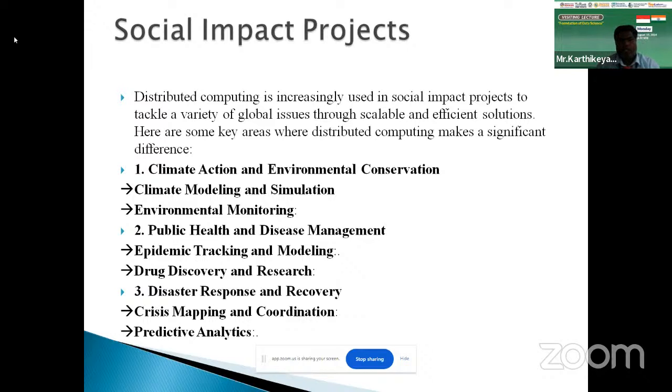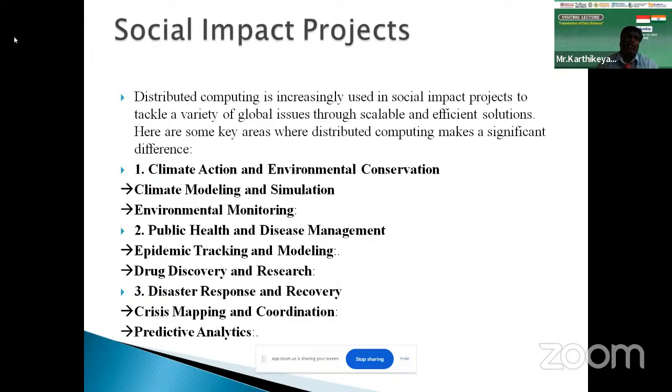Third one, disaster response and recovery. This disaster response and recovery has the topic of crisis mapping and coordination. Actually, it enables real-time crisis mapping during disasters. For example, it uses crowdsourced data and distributed computing to create and update maps, aiding in disaster response and resource management. And predictive analytics.